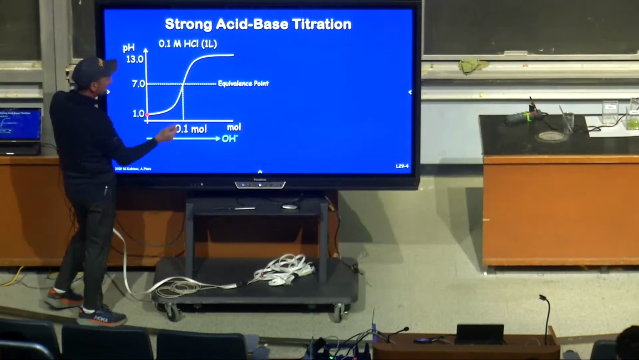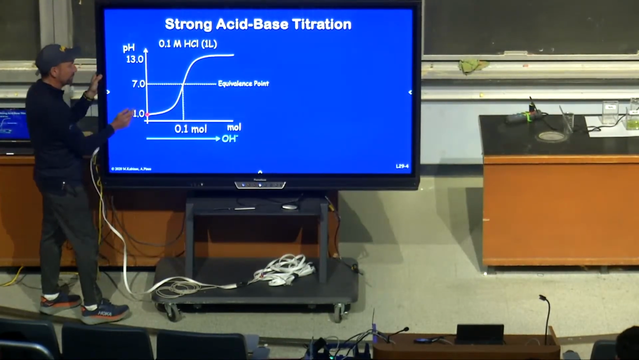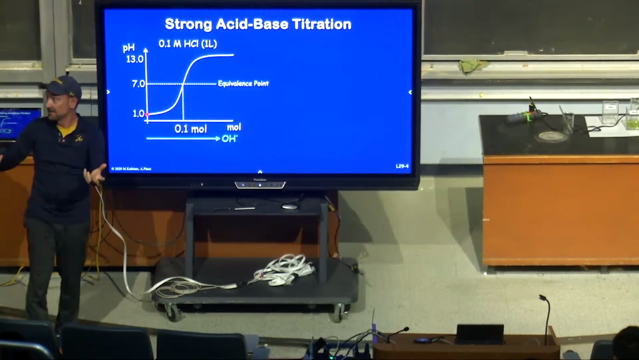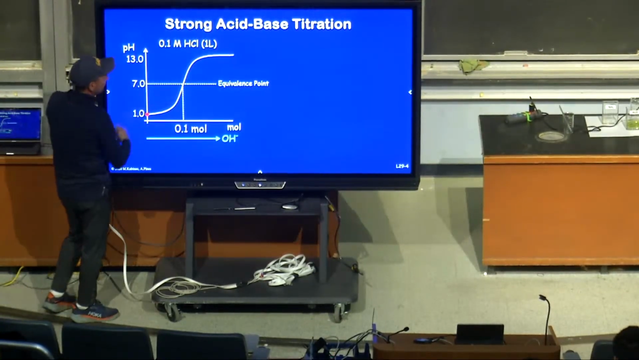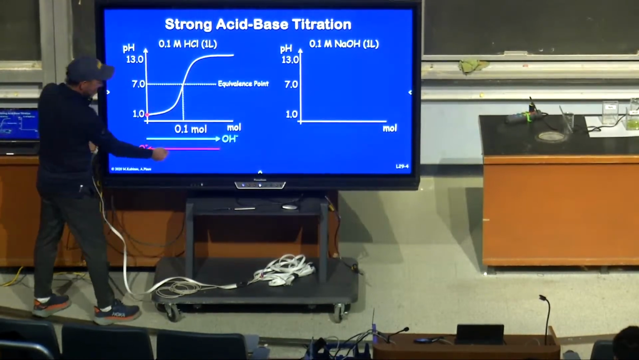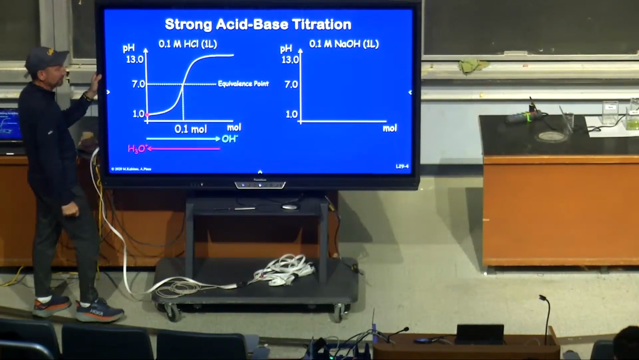This is called the equivalence point. When you've added a mole of base for every mole of acid that were there, you added equivalent amounts of acid and base in the solution. And in this case, it's a neutral solution. And you could titrate back the other way. You could add H3O plus and go all the way back to here if you wanted.